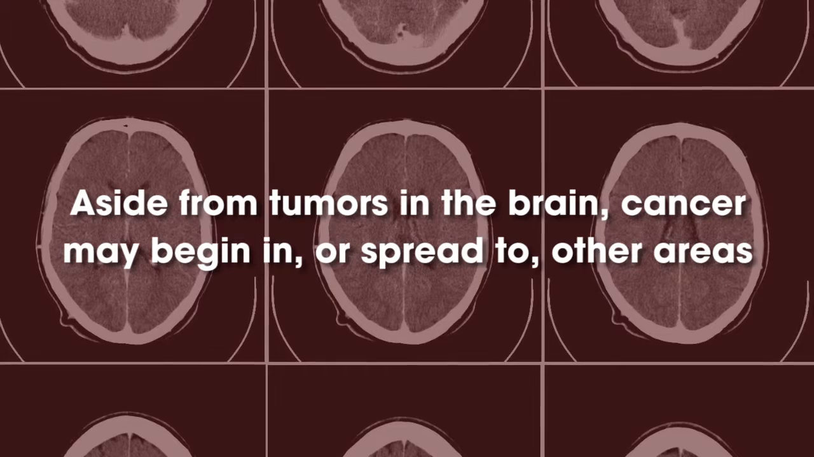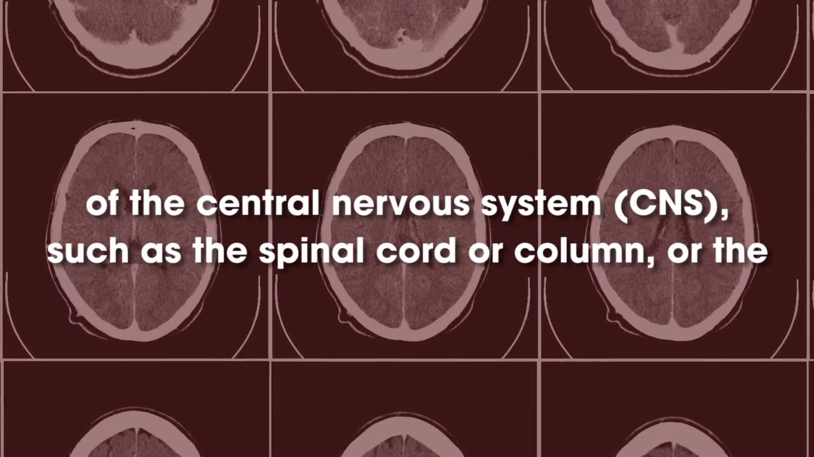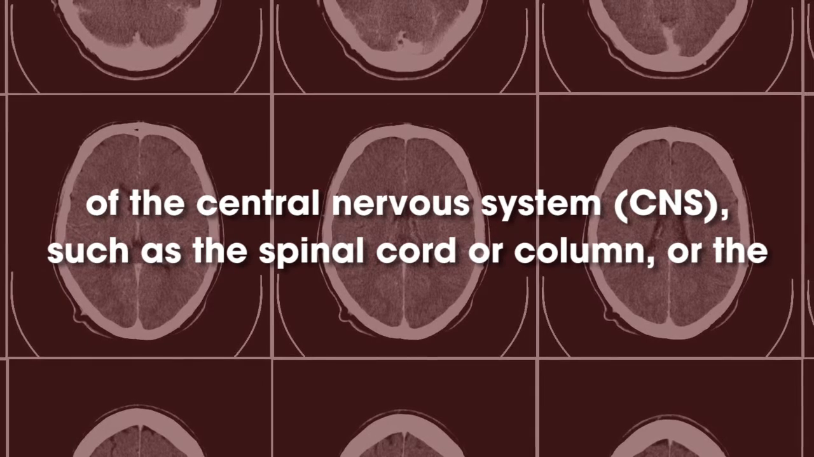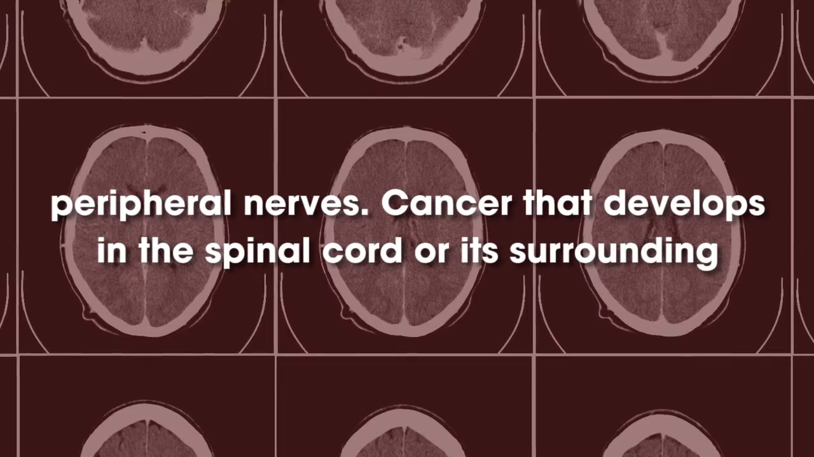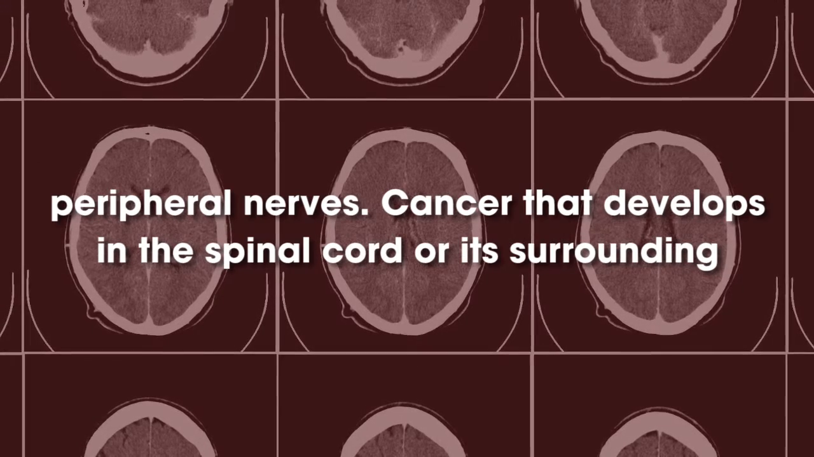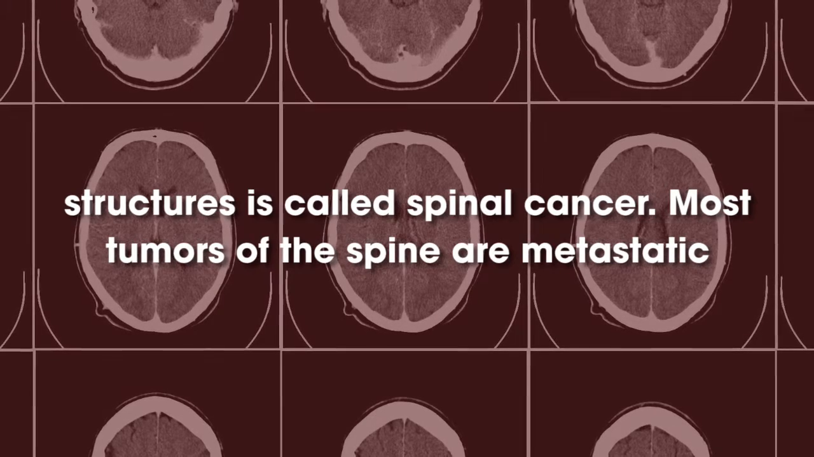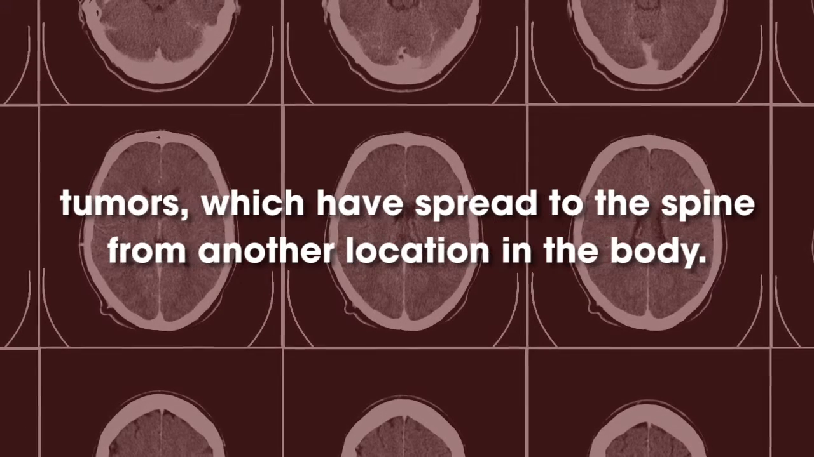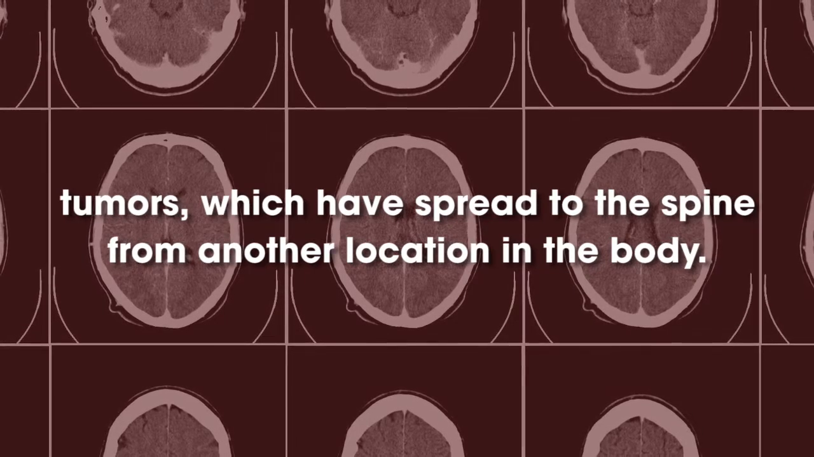Aside from tumors in the brain, cancer may begin in, or spread to, other areas of the central nervous system, CNS, such as the spinal cord or column, or the peripheral nerves. Cancer that develops in the spinal cord or its surrounding structures is called spinal cancer. Most tumors of the spine are metastatic tumors, which have spread to the spine from another location in the body.